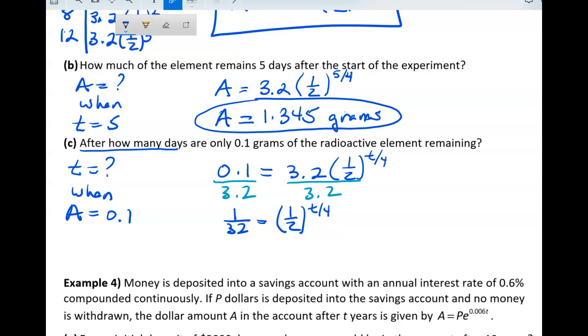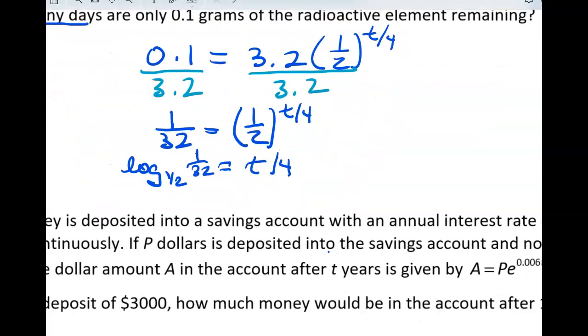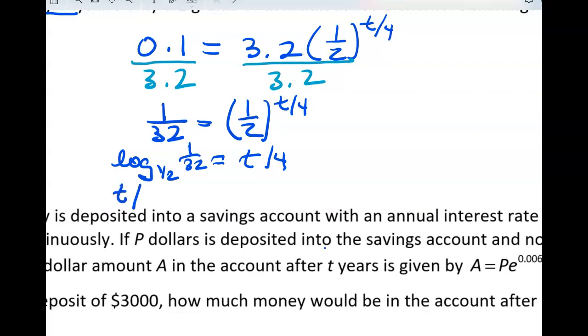And then we're going to put this in logarithmic form. So what that means is the log base 1/2 of 1/32 equals the exponent t over 4. So that means that t is equal to 4 times the log base 1/2 of 1/32. And now we can just enter that value into the calculator.